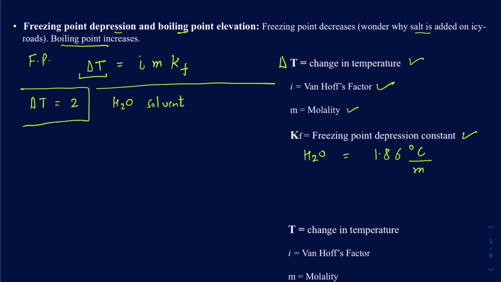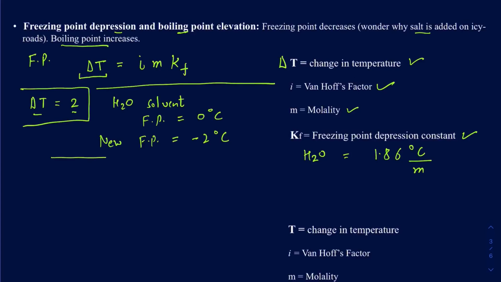Well, water, I know, freezes at 0 degrees Celsius. But as soon as you find this delta T to be 2, that means your new freezing point is going to be 2 units below the given freezing point. So it's going to be minus 2 degrees Celsius in that case.